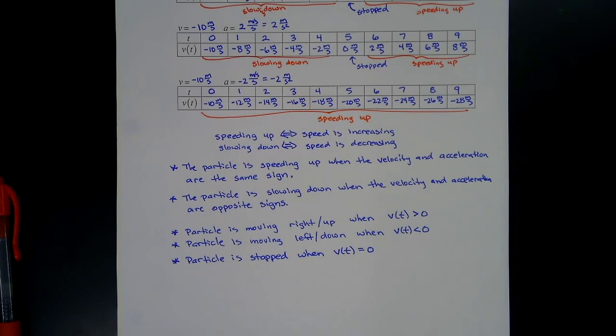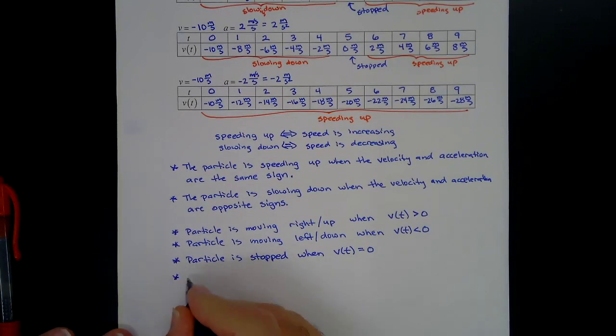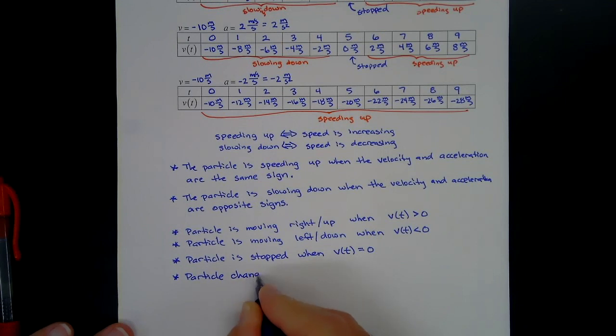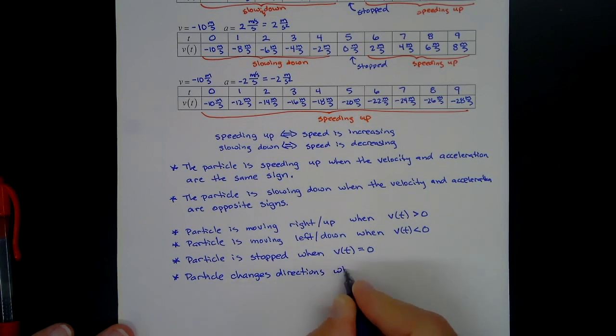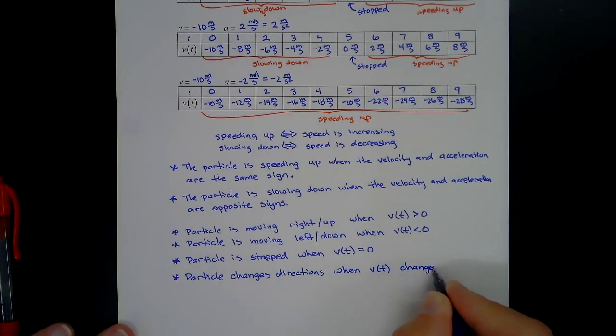And then 2 more things. How do we know when it changes directions? How do we know when it changes from going right to left, or from going up to going down? Well, we know when it's going up or right, it's positive, and when it's going left, it would have to change signs. So that's the idea of how you tell when a particle changes directions: it's when velocity changes signs. So the particle changes directions when v of t changes signs.